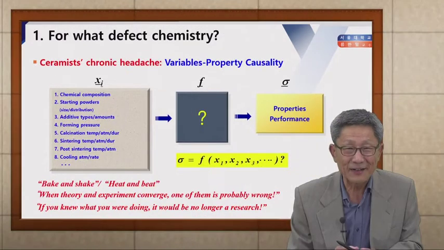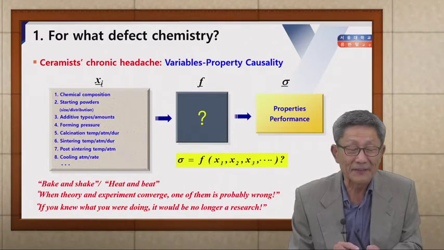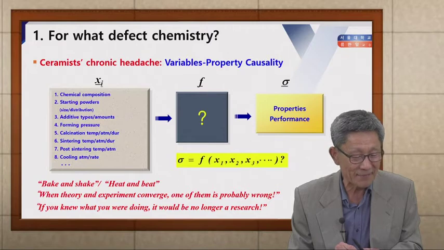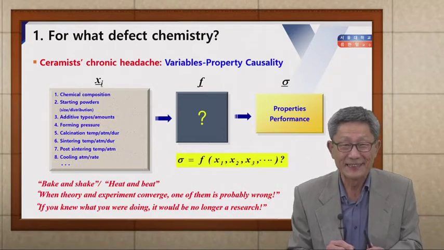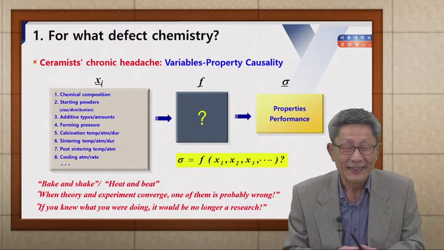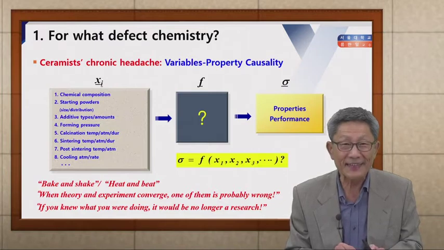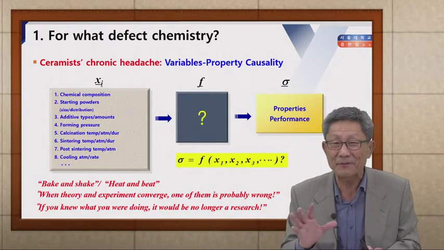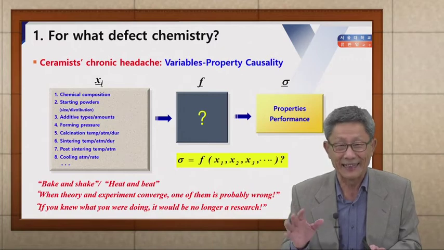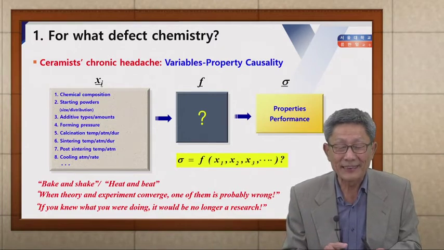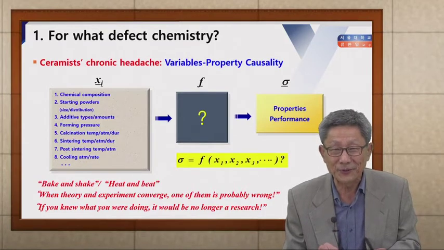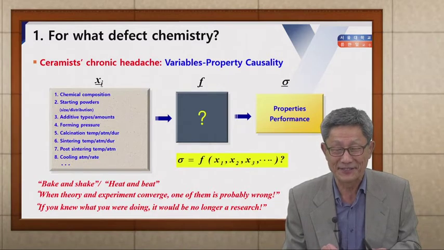So pure scientists quite often refer to ceramics as the bake and shake. You know what it means, heating and shaking. And also they refer to metallurgy as the heat and beat. And even there is an old saying. It goes, when theory and experiment converge, one of them is probably wrong. Not only probably, highly likely wrong, I would say. And even when I was a graduate student, I was told that if you knew what you were doing, it would be no longer research.